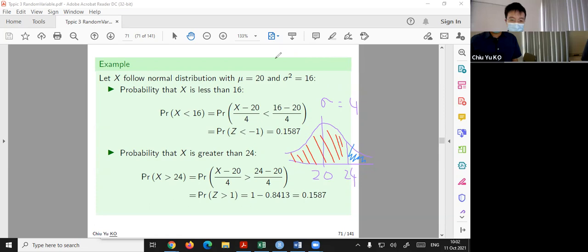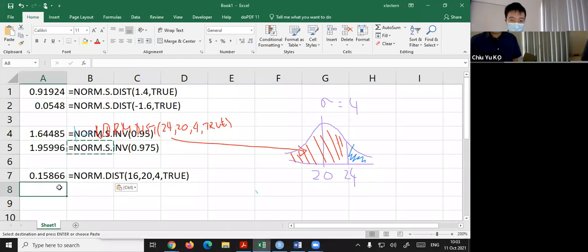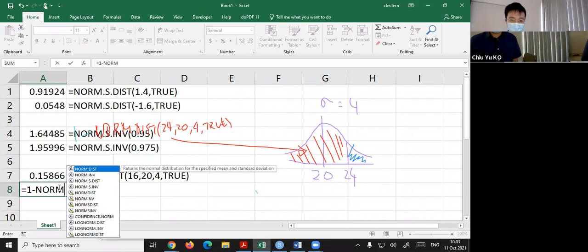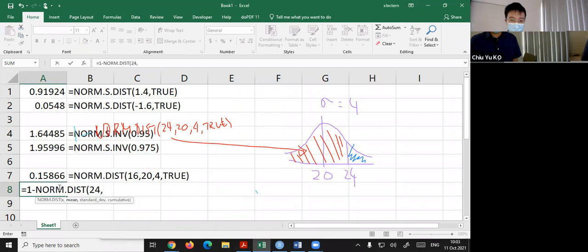The total probability of the whole thing must be 1. So that means that the red one, we know the answer, right? The answer for the red one is the norm, this, 24, and then the mean is 20, sigma is 4, and then true. And because we want the blue area, it's just 1 minus. So let me show you how we can get it in Excel here. As we said, you just 1 minus norm, this 24, mean is 20, SD is 4, cumulative is true.